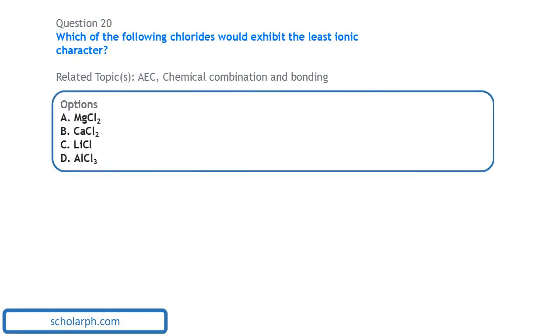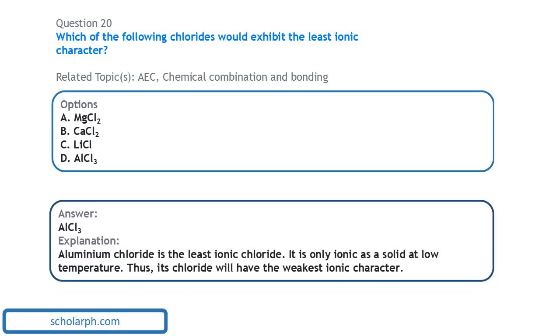Which of the following chlorides will exhibit the least ionic character? That will be aluminium chloride. It is the least ionic chloride. It is only ionic as a solid at low temperature. Thus, its chloride has the weakest ionic character.